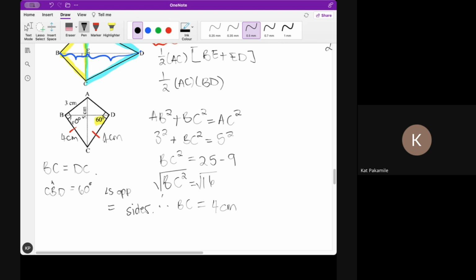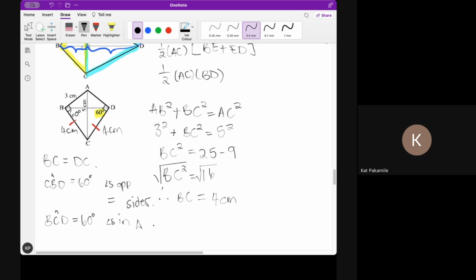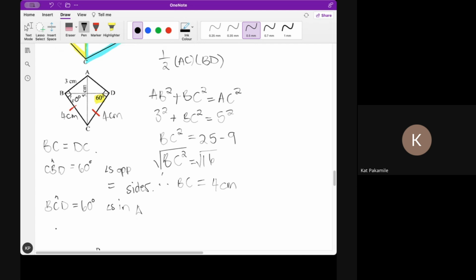All right, which then means BCD is 60 because of angles in a triangle. They need to add up to 180. So that means this is an equilateral triangle. And if that's an equilateral triangle, then BD is how long? BD is how long if this is an equilateral triangle? Therefore, BD is also 4 centimeters.